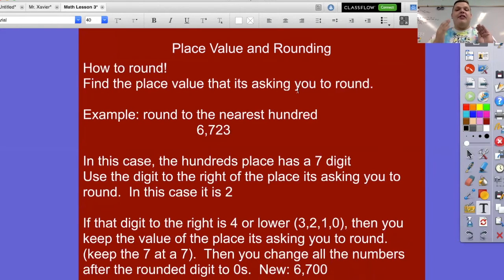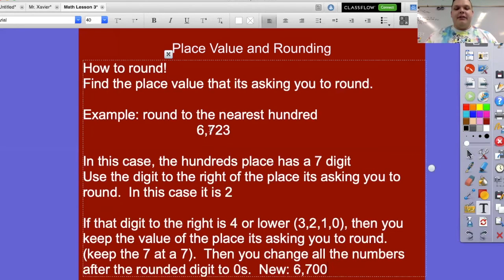Okay, so I have a very similar number. It's a little bit different though. We're gonna round to the nearest 100. So we see that the hundreds place is the 7. I'm gonna highlight it. You can circle it. In fact, I would suggest that. Circle your number. In this case, the hundreds place has a 7 digit. Use the digit to the right of the place it's asking you to round.